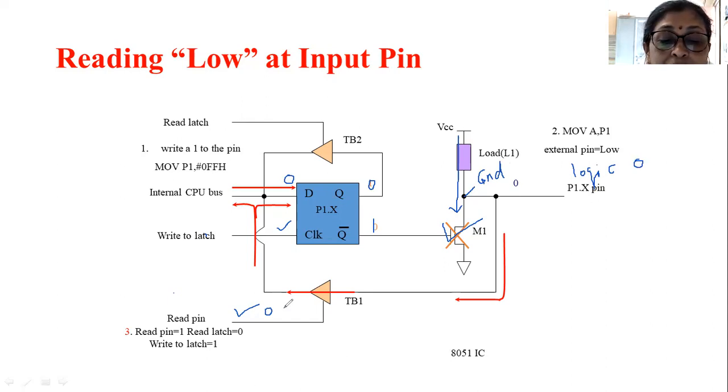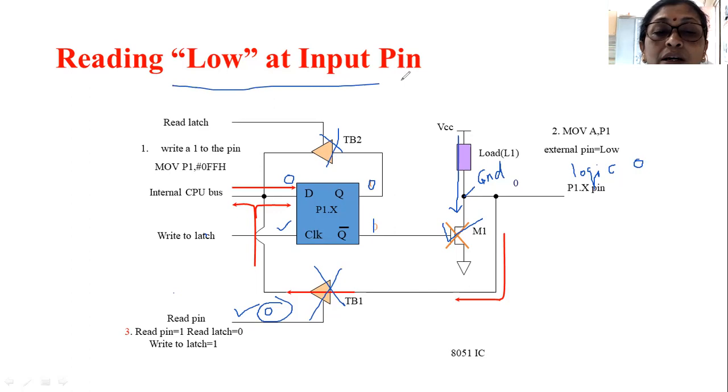At this time, the read pin is 0, so the buffers are disabled. As the buffers are disabled, whatever logic 0 is present will not pass to the internal bus, and thus only the write operation is performed and not a read operation.